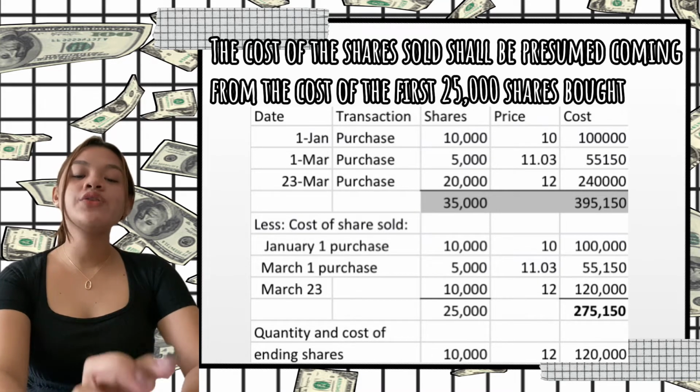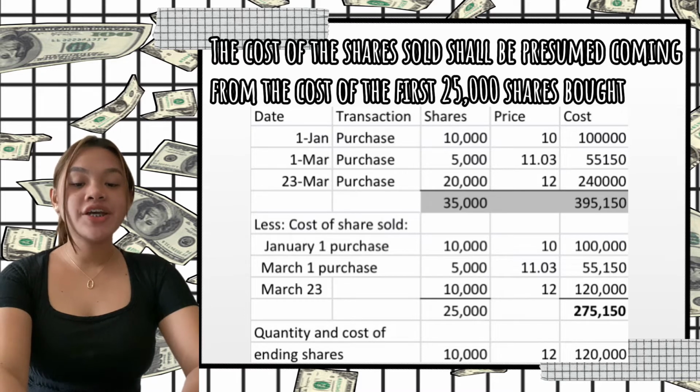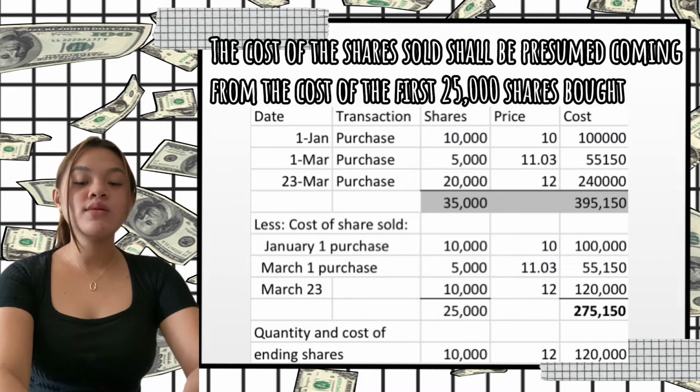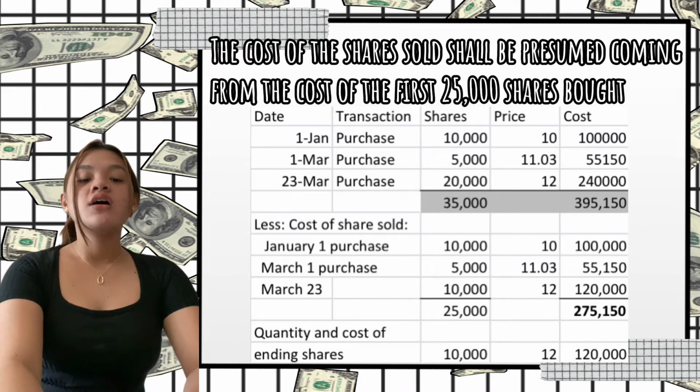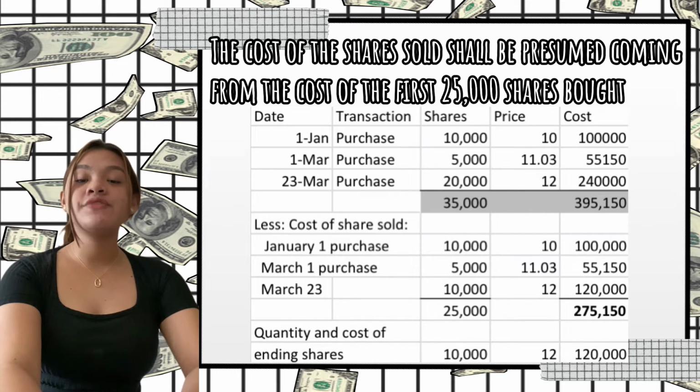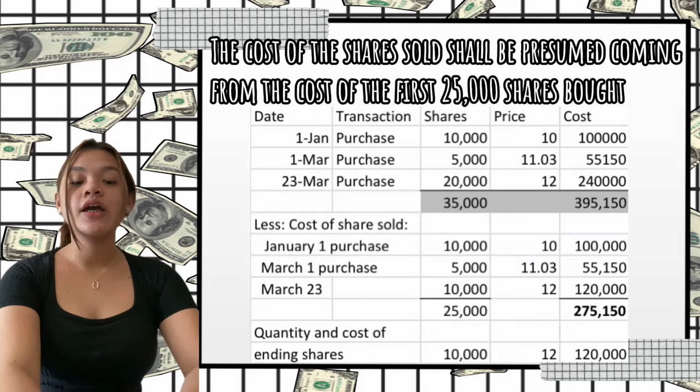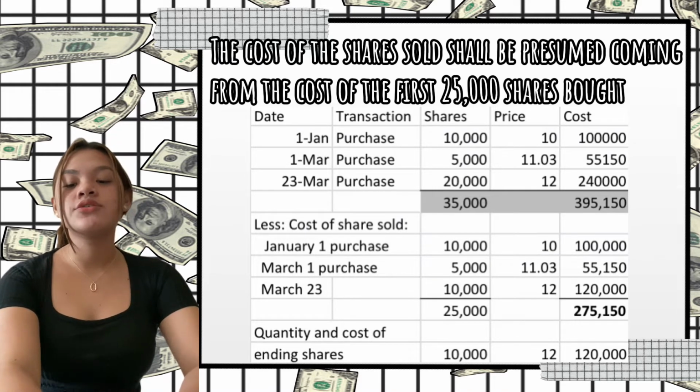We are going to add again the shares, which is 10,000 plus 5,000 plus 20,000 is equal to 35,000. And the cost, 100,000 plus 55,150 plus 240,000 is equal to 395,150. So we're going to less the cost of shares sold.